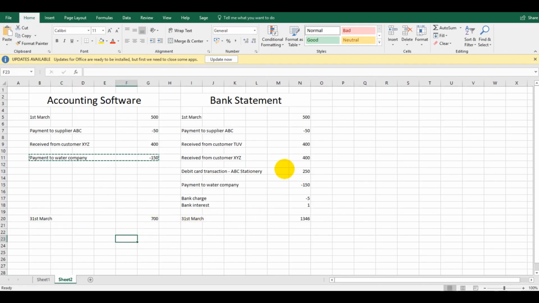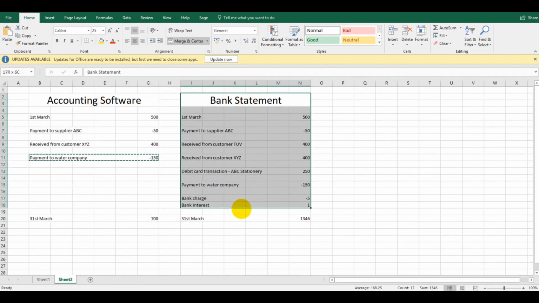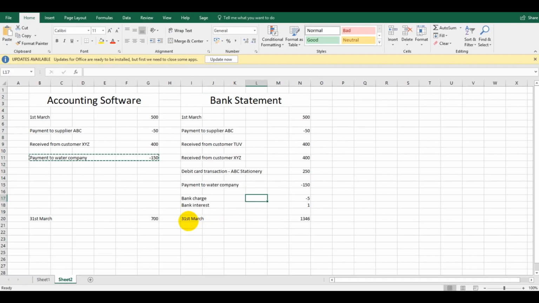Now, if we actually look at the real bank account, so not the accounting software, but the actual bank account, that's usually done by bringing the account up online or viewing a bank statement, you can see the balance on the 31st of March was not £700, but £1,346, or $1,346, whatever the currency is. So there's a discrepancy here. The accounting software does not match the bank statement.